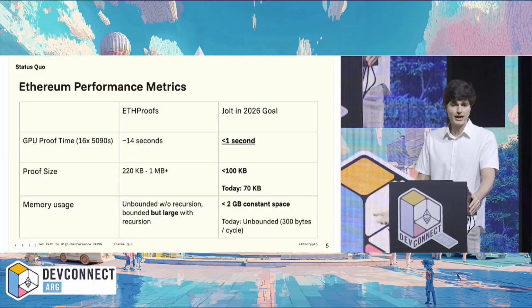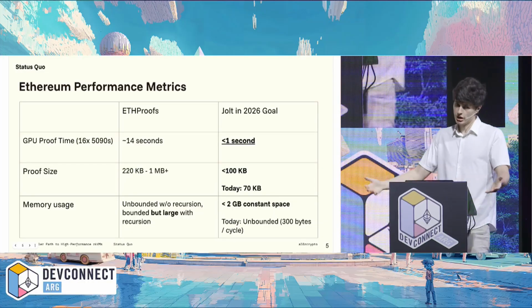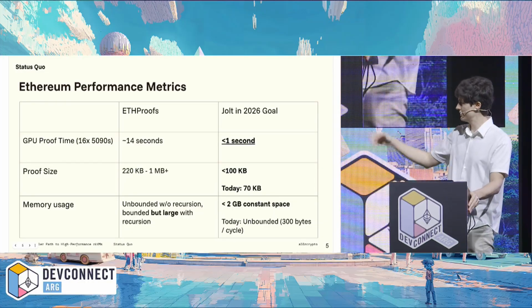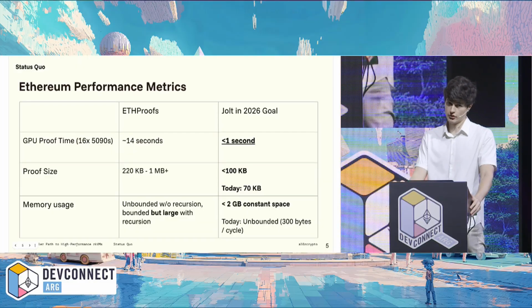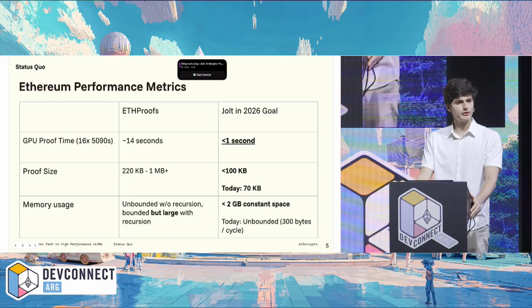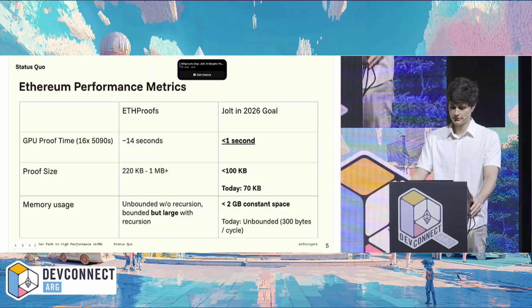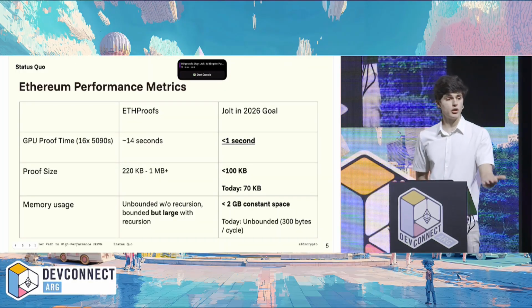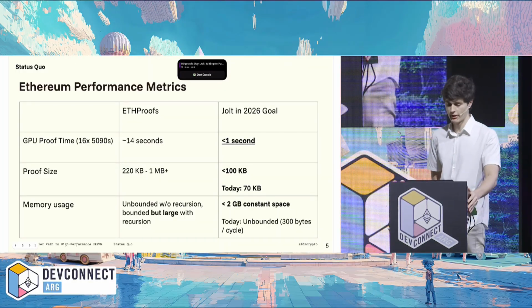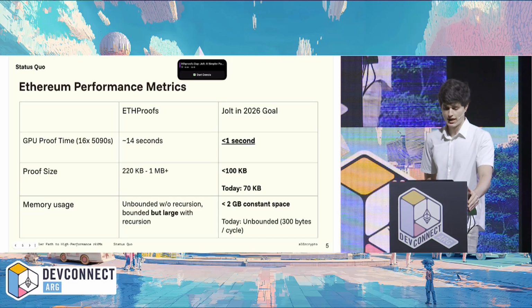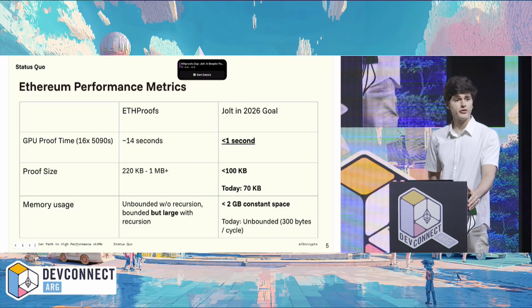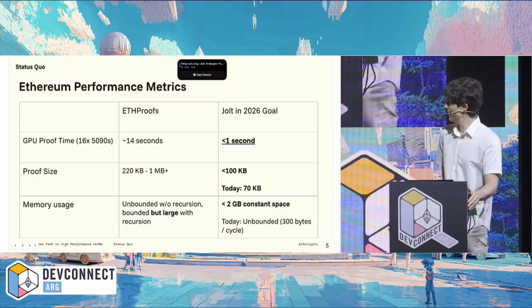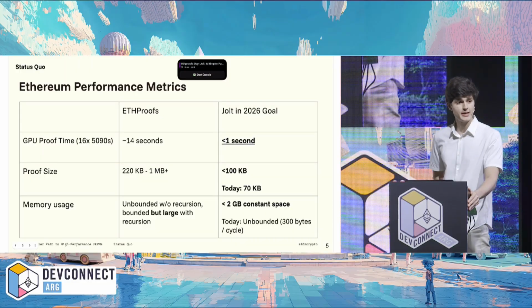If you take a P99 block today on ETH proofs, a Stark prover is performing at about 14 seconds with 1650/90s. The proof size varies a lot for a Stark prover, anywhere from 220 kilobytes to over 1 megabyte. The memory usage today is bounded but large, and when I say large, I mean 8 to 10 gigabytes. Jolt today is about 70 kilobyte proofs, and we are using 330 bytes per cycle proven. In 2026, we want to be at sub 1 second proofs.